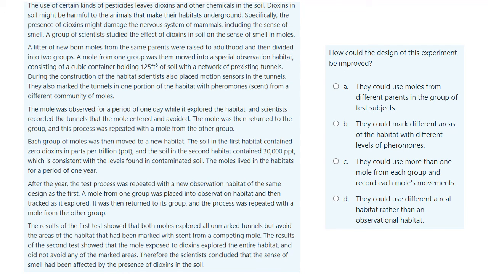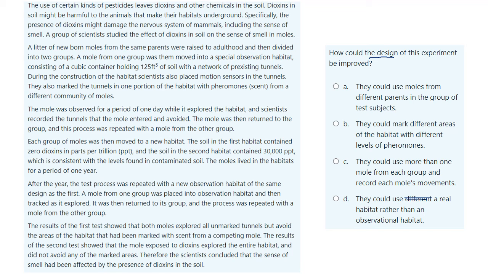On to the last passage. How could the design of this experiment be improved? They could use moles from different places in the group of test subjects. They could mark different areas of the habitat with different levels of pheromones. They could use more than one mole from each group and record each mole's movements, or they could use a real habitat rather than an observational habitat. That word different should not be there. So they could use a real habitat rather than an observational habitat.